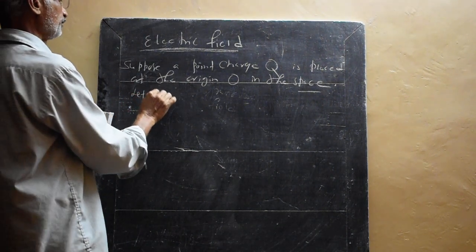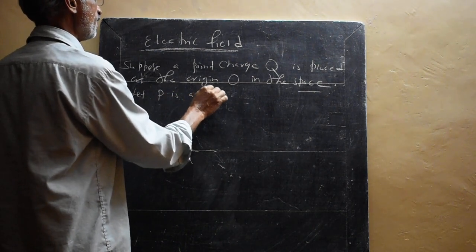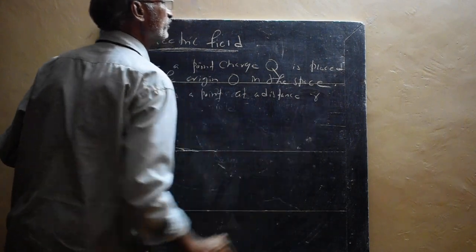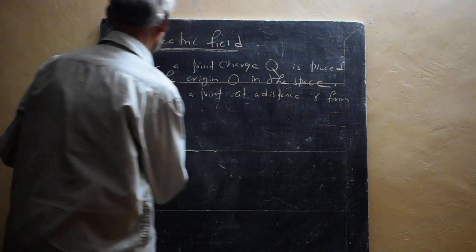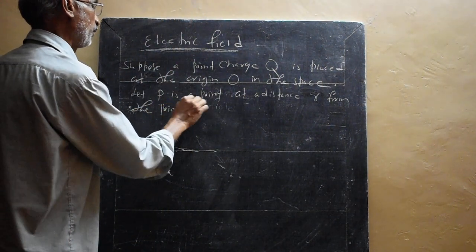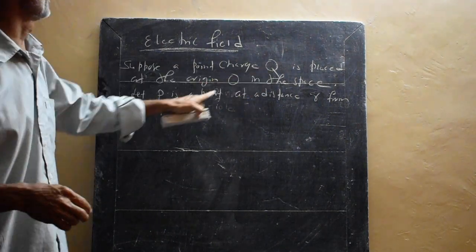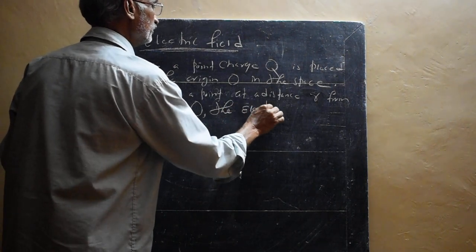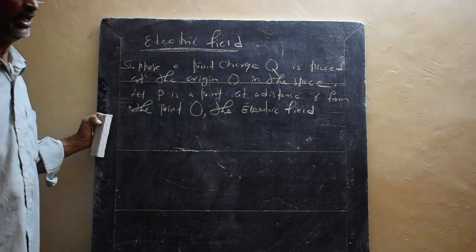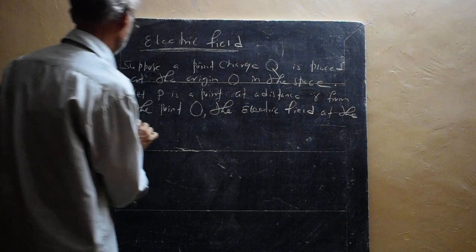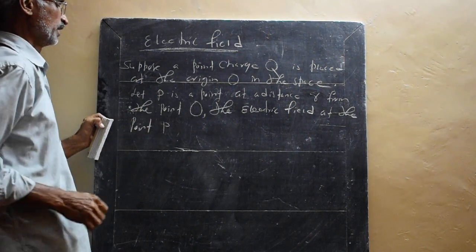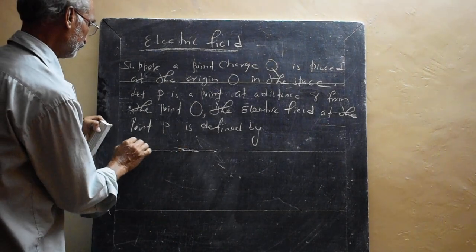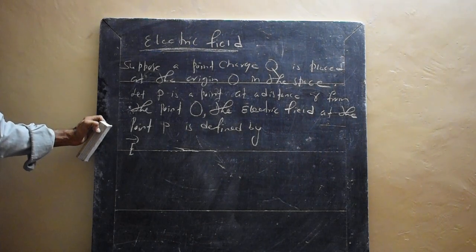In the space, let P be a point at a distance R from the charge, from the point O, where the charge Q is placed at the origin O. The electric field at the point P is defined by E bar, where E bar is the notation for the electric field.